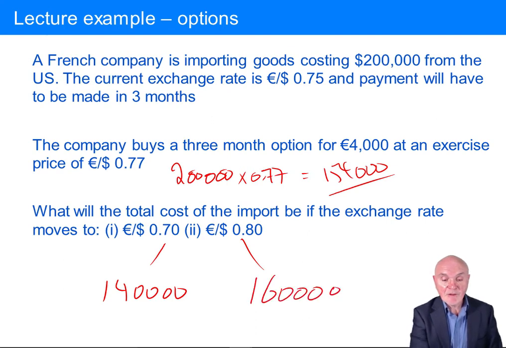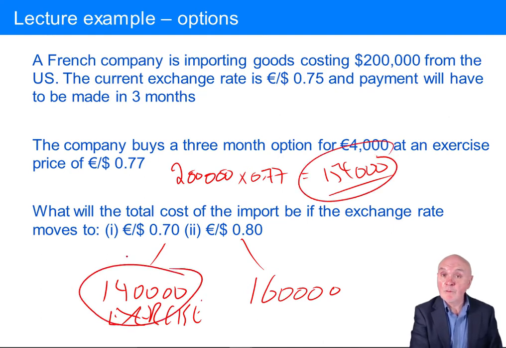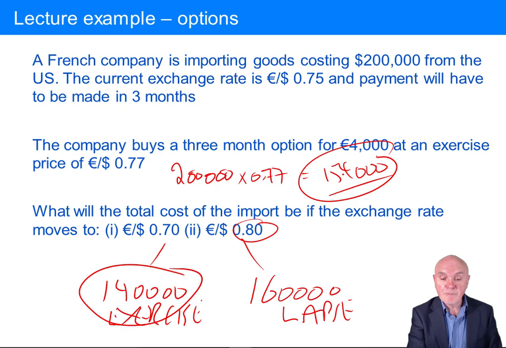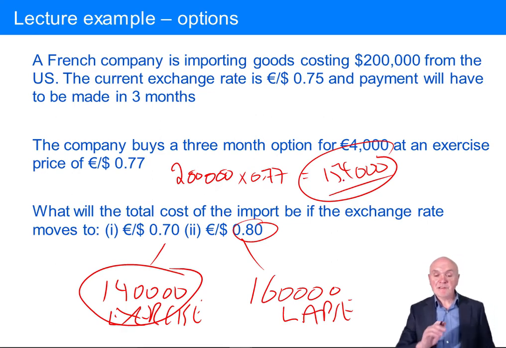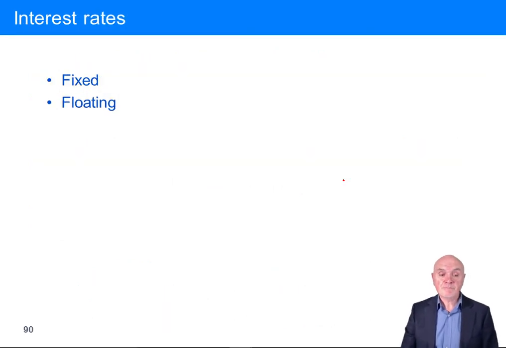So in this case, you would exercise the option because 154,000 is better than 140,000. In this case, you let the option lapse, because going to the market and changing at 0.8 is going to beat that, and you ignore that arrangement you had. You are allowed to let it lapse. So options give great freedom, but you pay for them up front in this premium.